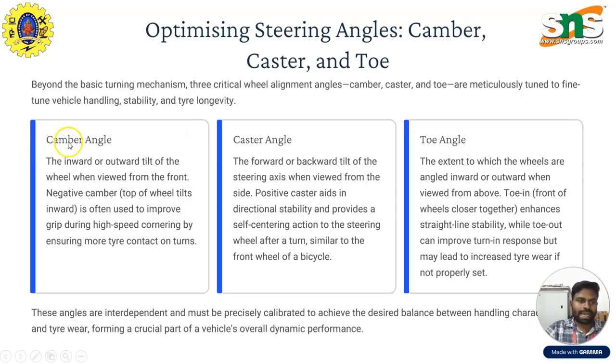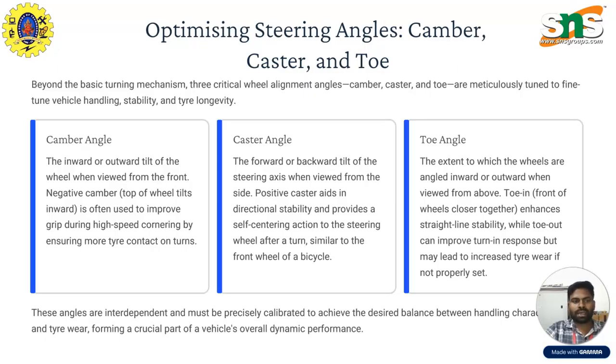As we know, the camber angle, caster, and toe are further classified into in and out, based on the angle of the wheel with the road surface, steering axle, and vehicle axis. First, the camber angle: the inward or outward tilt of the wheel when viewed from the front of the vehicle. So we have to view from in front of the wheel whether it is tilted inward or outward.